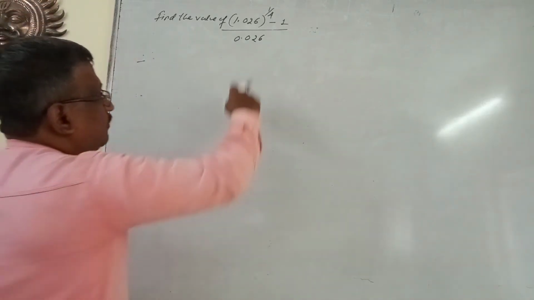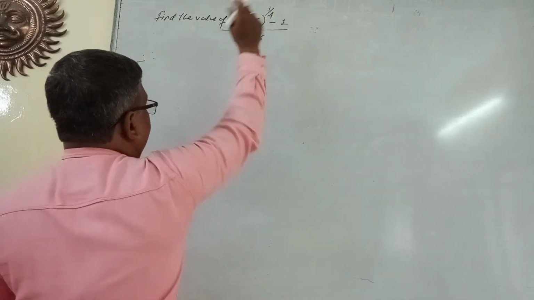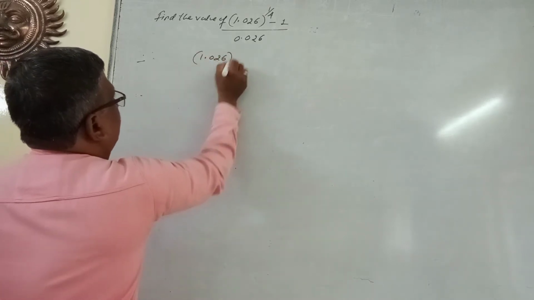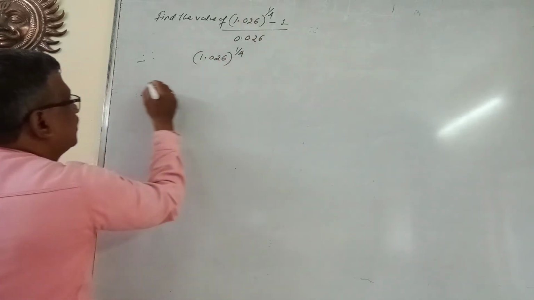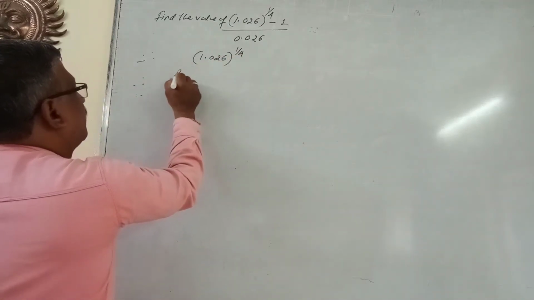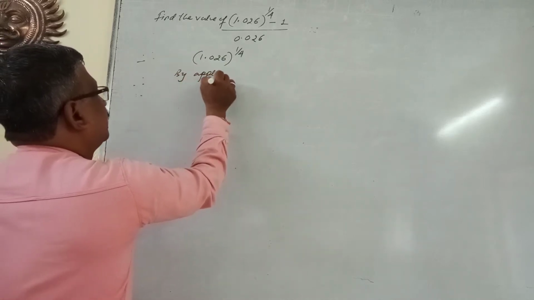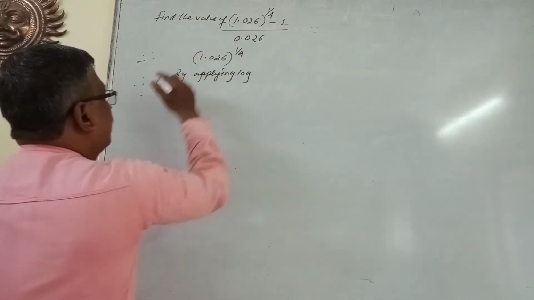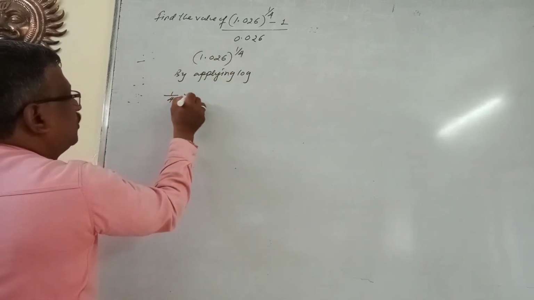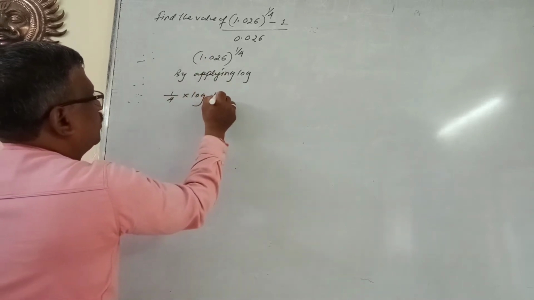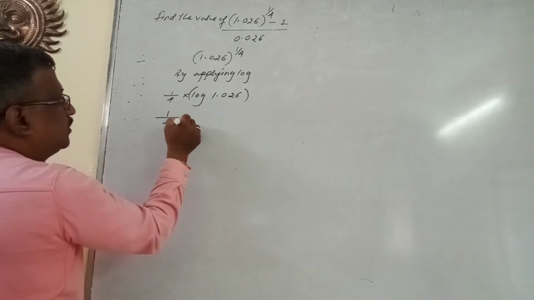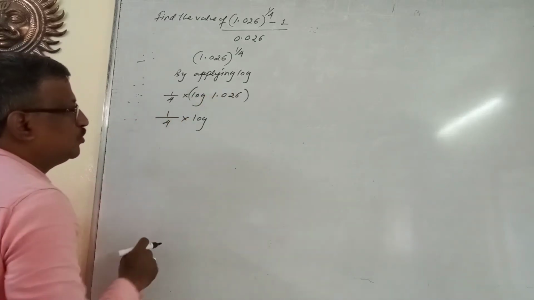So let's first calculate the value of 1.026 raised to 1/4 separately. This value you find out separately by using the logarithm only. So again you have to apply your third rule. By applying log, shift this power to this side. Again it becomes multiplication: 1/4 into the log of 1.026. Keep this 1/4 as it is. First find out log of 1.026.